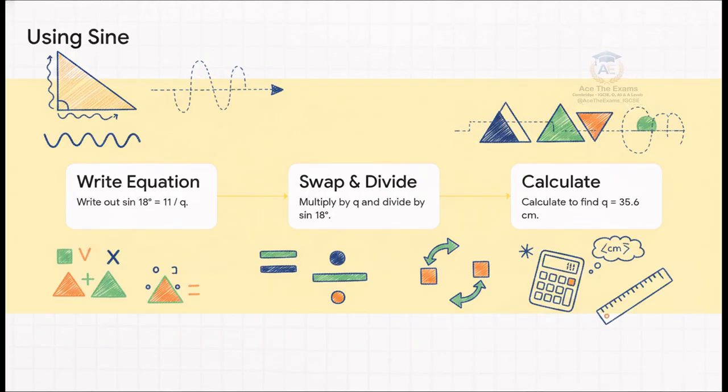Now, step 2 is a super crucial algebraic maneuver. When your unknown variable is stuck on the bottom of the fraction like this, you just swap it with the ratio on the other side. So Q equals 11 divided by sine 18. Step 3, punch that into the calculator, and we get 35.6 centimeters, rounded to 3 significant figures.